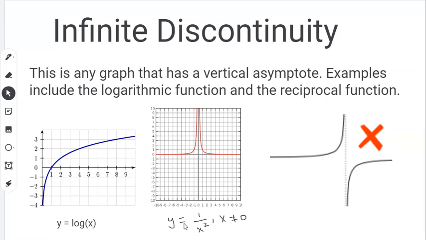If you look over here at y equals 1 over x squared, where x cannot be equal to 0, you'll notice that x equals 0, or the y-axis, is going to be the vertical asymptote here. So as you approach from the left, the graph is going to go crazy up in the positive direction. And then as you come in from the right, the graph pretty much does the same thing. As you approach the vertical asymptote, the graph starts to display asymptotic behavior. So an infinite discontinuity is when you have a vertical asymptote.